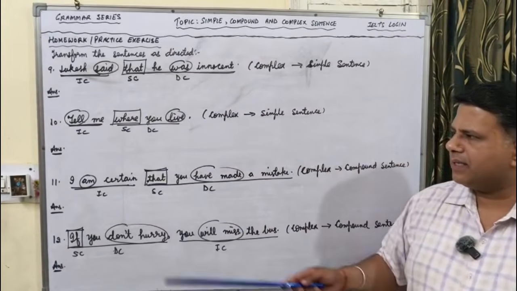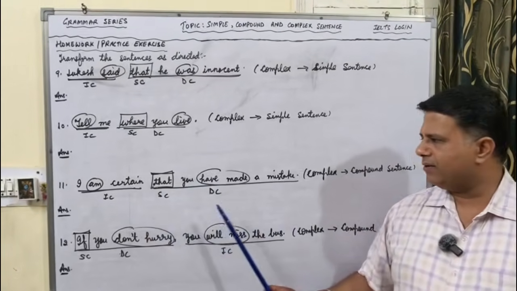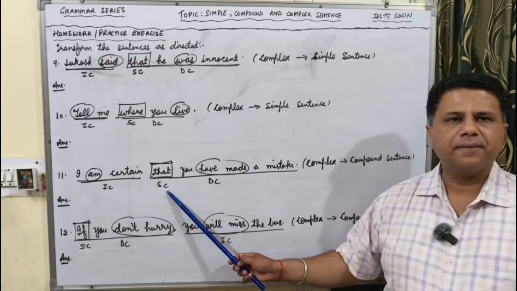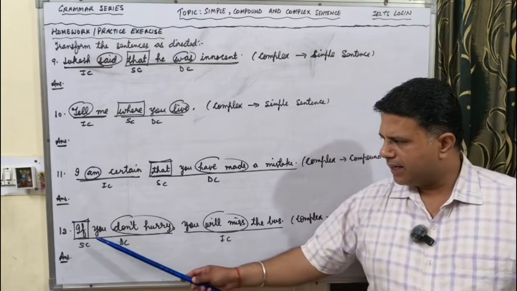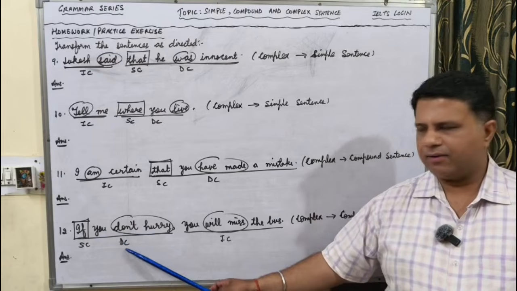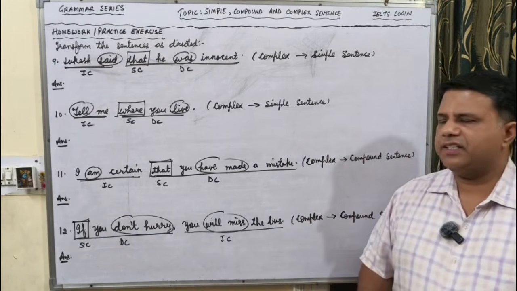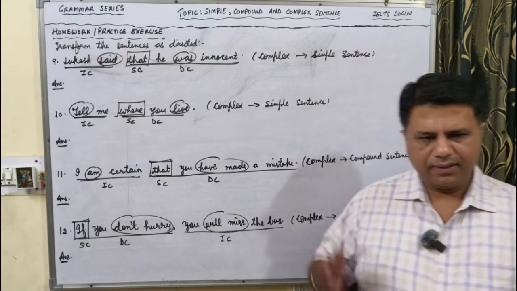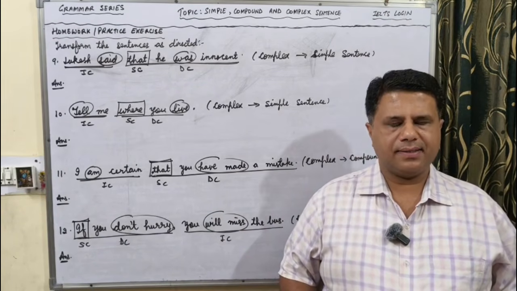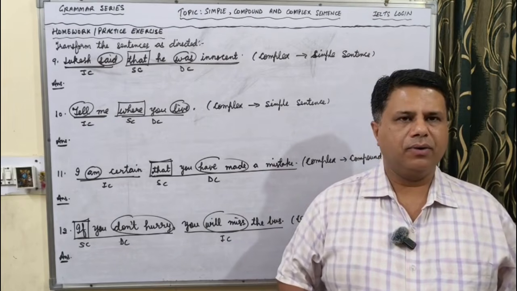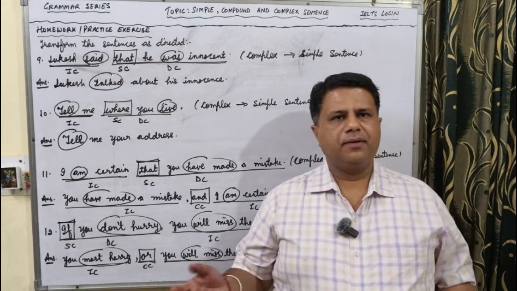Now next 2 sentences, I am certain that you have made a mistake. I am certain, independent clause, this is dependent clause, this is subordinating conjunction, these are the tense elements. So this is a complex sentence. Next, if you don't hurry, dependent clause, subordinating conjunction, you will miss the bus. So please change these sentences as directed, don't change the meaning. Let's see how many correct sentences you get. So please don't cheat. I hope you must have stopped the video for some time to do the exercise.